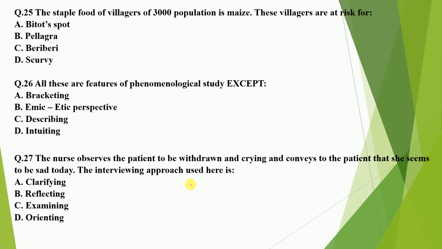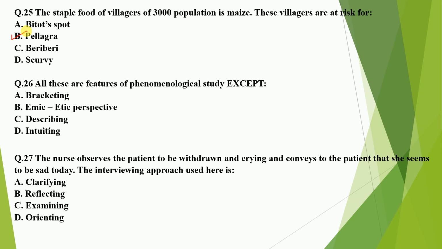Next question. The staple food of villages of 3,000 population is maize. These villages are at risk for: option A, Bitot spot; option B, pellagra; option C, beriberi; option D, scurvy. Correct answer is option B, pellagra.